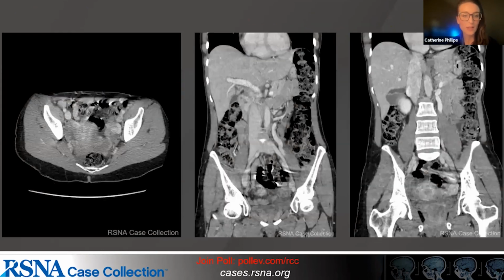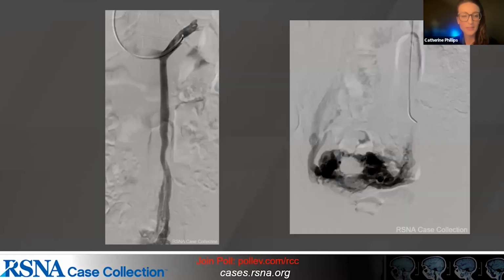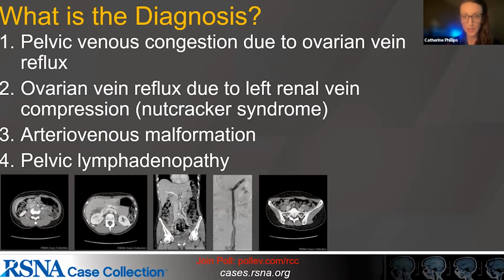Next slide, please. Additional images from that study lower in the pelvis in the axial plane, as well as in coronal, through the retroperitoneum, particularly on the left, continue to demonstrate some interesting findings. Next slide, please. The patient went on to have a left renal venogram, of which we're seeing some subtraction angiography images on the left, as well as a frontal image through the pelvis from that venogram as well. Next slide, please.